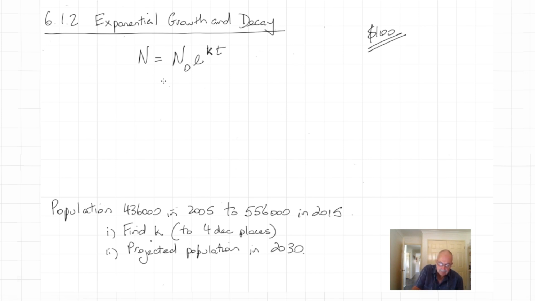Let's go through it. N0 is the initial amount. If we're talking about a population, that's the initial population at the start. If we're looking at decay, where something is getting less and less, it could be the weight of some sort of substance at the time we start counting. E is just the exponential number, which we all know. K is the growth factor.